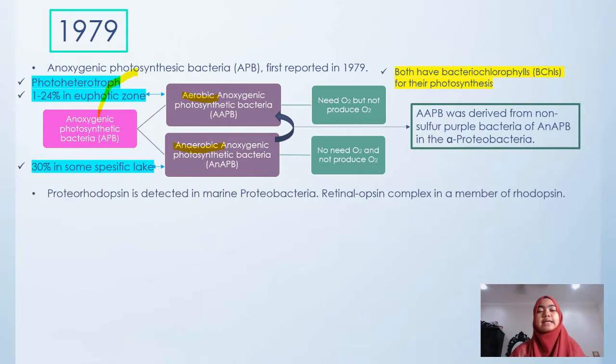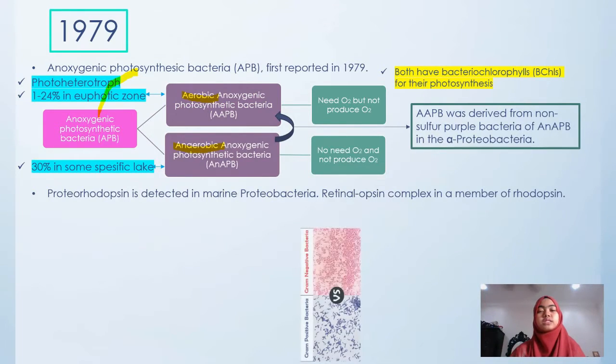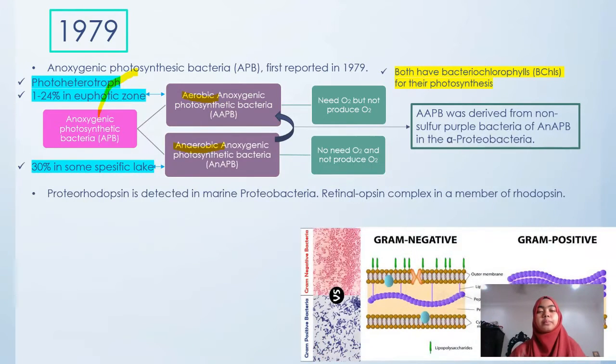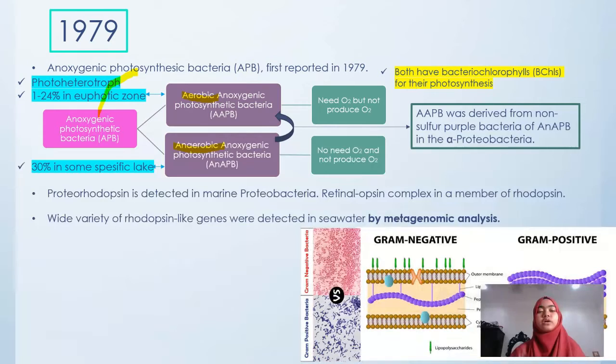Next, proteorhodopsin is detected in marine proteobacteria. The retinal-opsin complex is a member of the rhodopsins. I'll tell you what rhodopsin is. Proteobacteria are actually gram negative. You can see the differences between gram negative and gram positive in the layer of peptidoglycan and the outer membrane. Wide variations of rhodopsin-like genes were detected in seawater by metagenomic analysis.